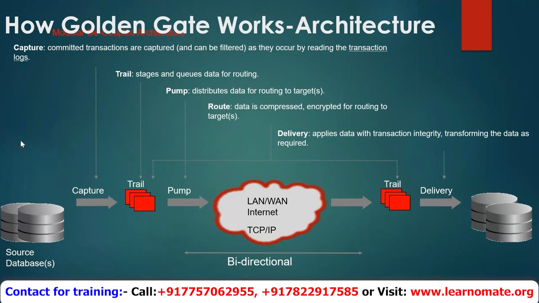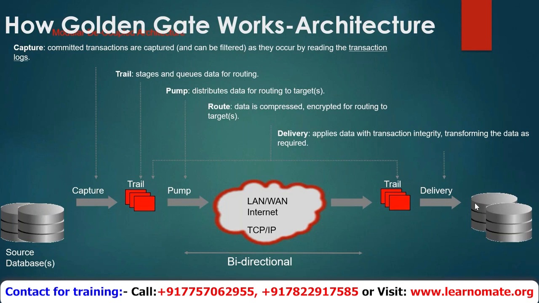So each process in GoldenGate has a source to read from and a target to write to. The extract process is reading the data from the transaction logs of the database and writing to the local trail. The pump process is reading the data from the local trail and writing to the remote trail. The replicate process is reading the data from the remote trail and writing to the target database.